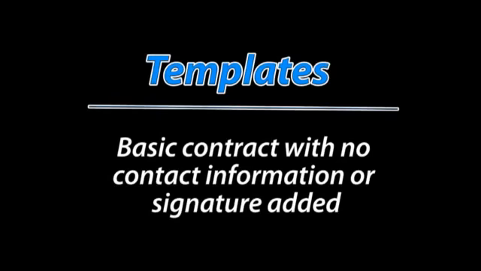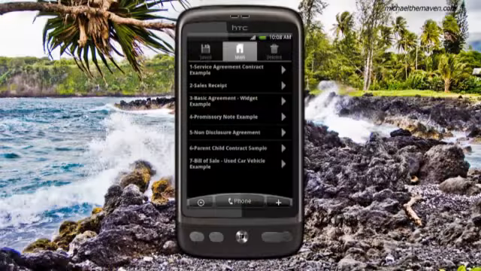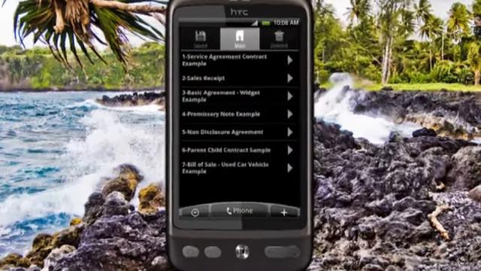Templates are the basic contracts with no contact information or signature added. Drafts are single contracts which have contact information included. Contract Maker comes with several example contract templates.